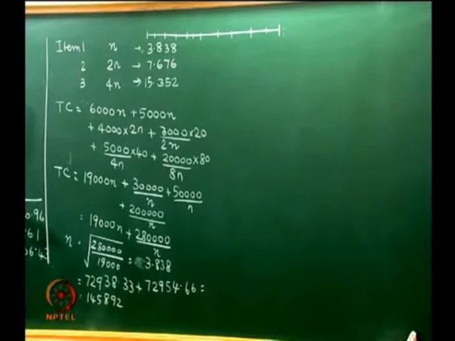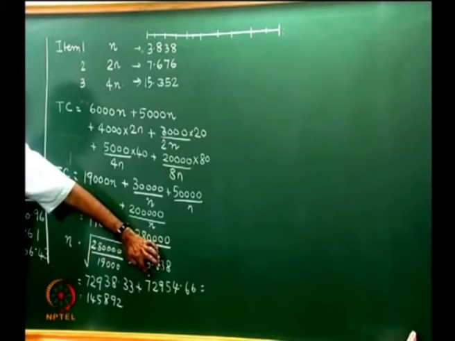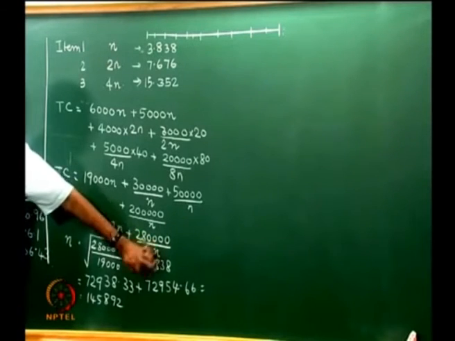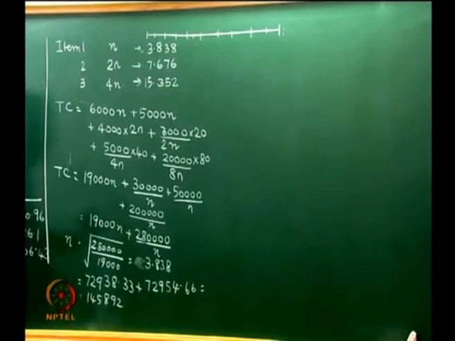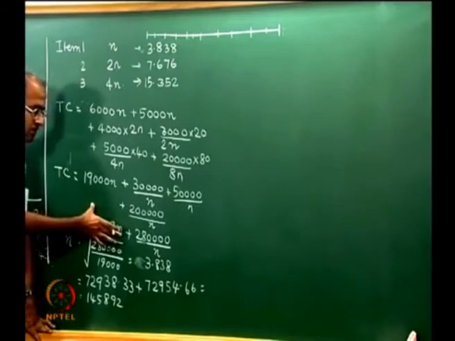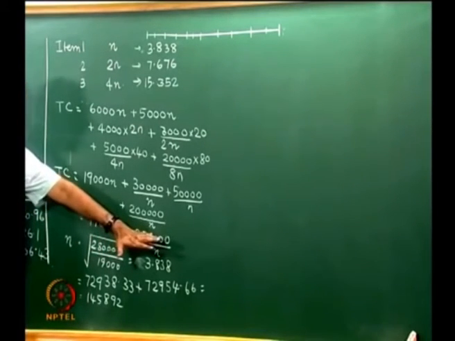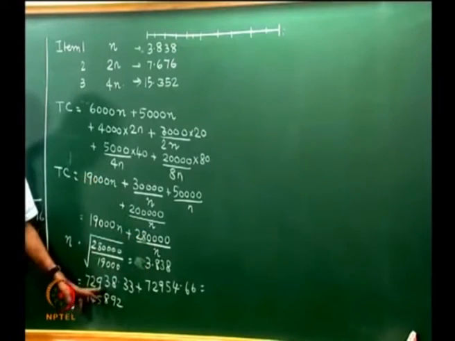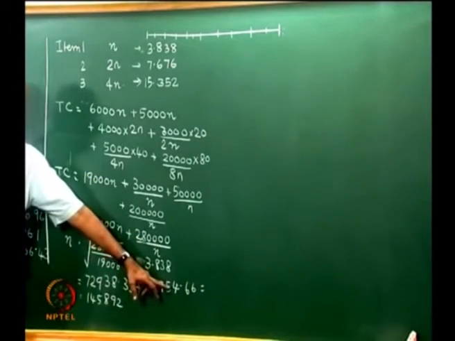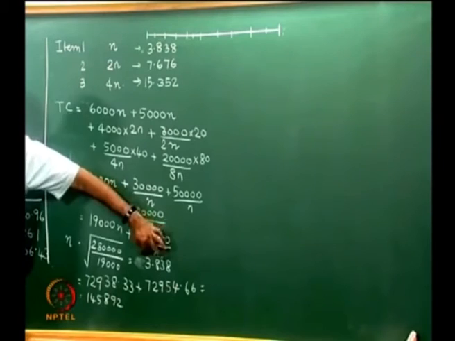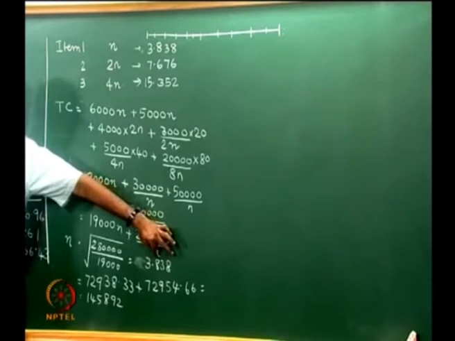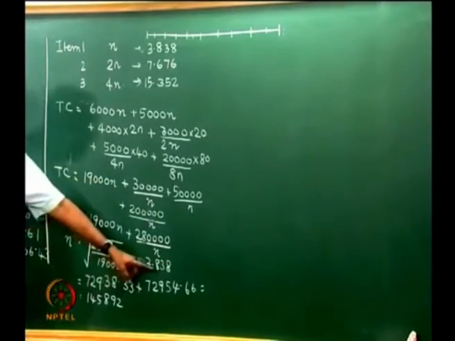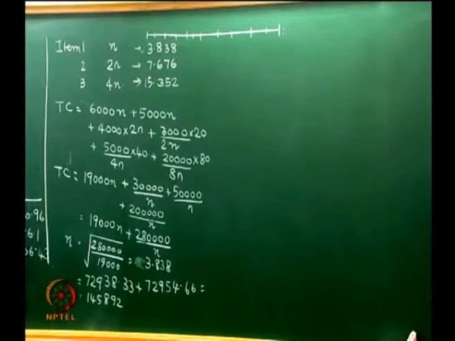In fact, this slight difference comes more from rounding errors. At the optimum we would realize that this 19,000 N will be equal to 280,000 divided by N. These two will have to be equal. The slight difference between 38 and 54 comes from the rounding off in this 8.38. Otherwise, these two values will be equal.